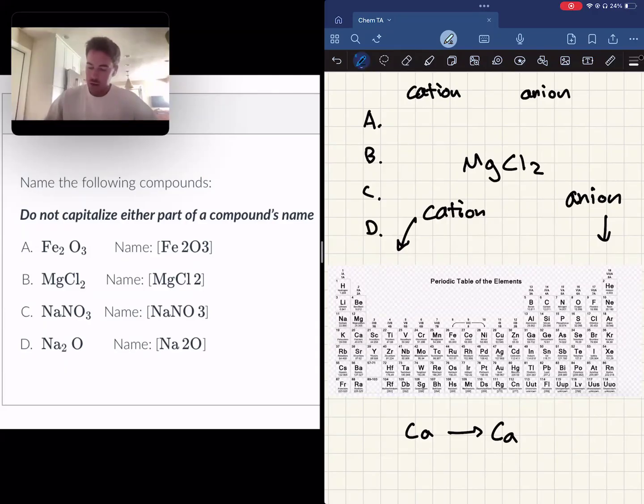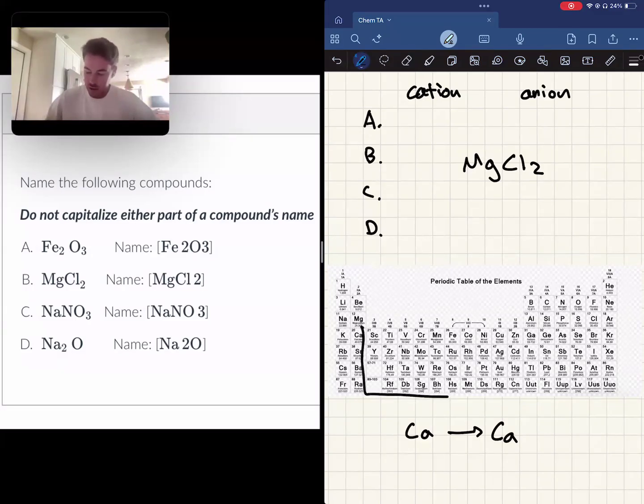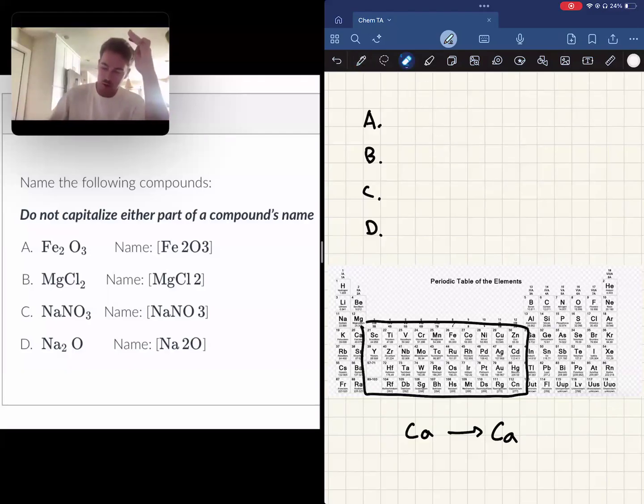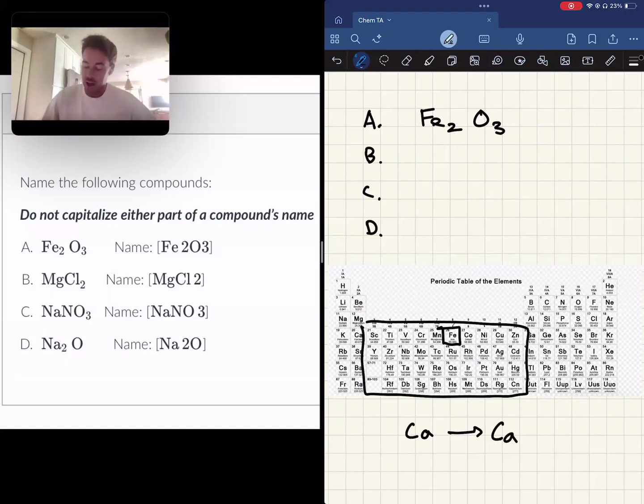So, it gets a little more tricky when we're looking at the transition metals. Let's look at this first one, iron. Okay, so iron, and there's 2 irons, Fe2O3. So this is an ionic bond. You can't just count and figure out what charge is on it, because iron usually has a 2 plus charge or it'll have a 3 plus charge. It just depends.